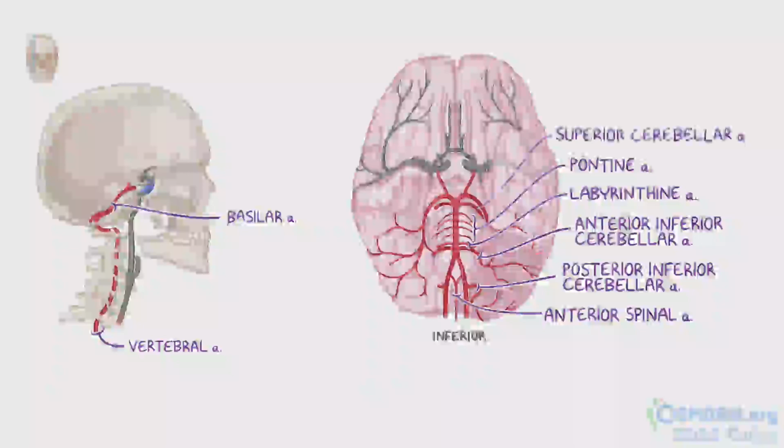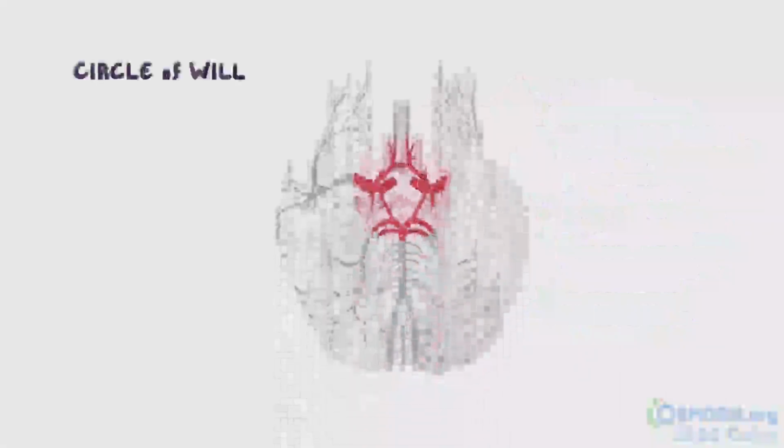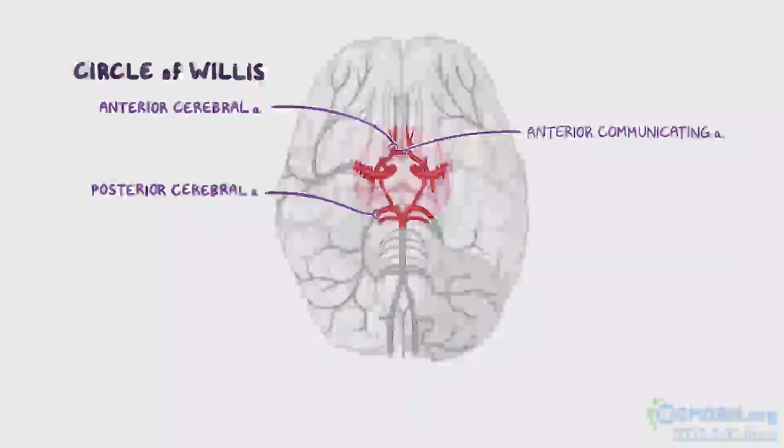Ultimately, the basilar artery divides into a pair of terminal branches, called the posterior cerebral arteries, which in turn give off the left and right posterior communicating arteries. The circle of Willis is formed by the anterior cerebral arteries that are connected by the anterior communicating artery, and the posterior cerebral arteries and the internal carotid arteries, which are connected by the posterior communicating arteries.